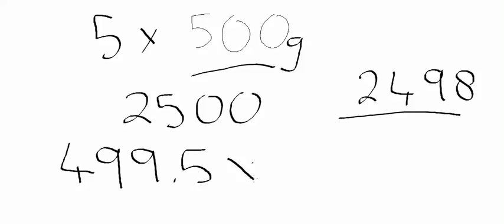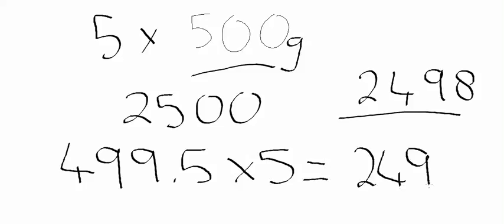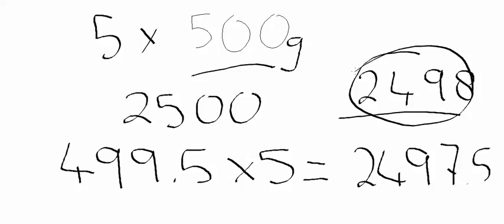There's 5 bags, so if all these 5 bags were their minimum size, that tells us that it would come to 2,497.5 grams, which is lower than the required amount, and therefore we cannot be sure that we have the right amount of sugar.